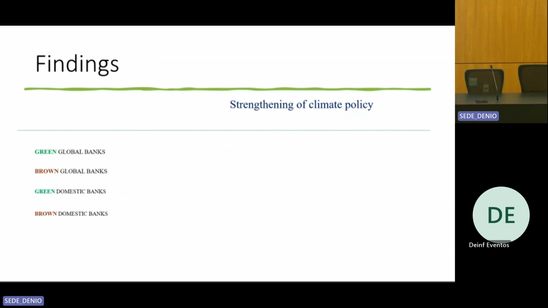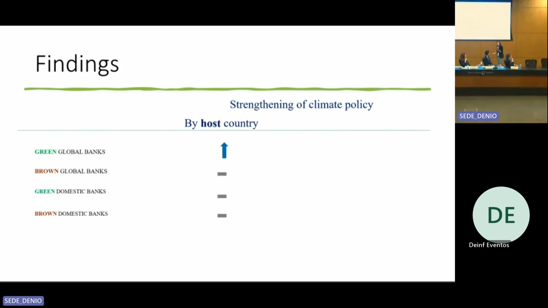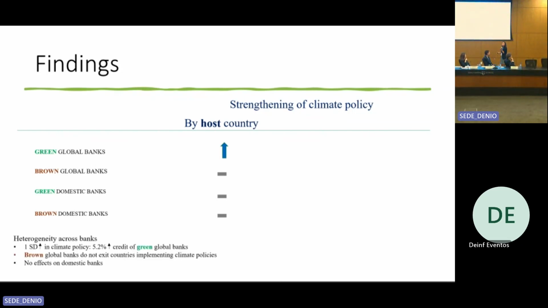To summarize the findings, let's group banks in four groups. We have green global banks, we have brown global banks with low environmental scores, we have green domestic banks and brown domestic banks. What we're finding is that when a country strengthens its climate policy, the credit growth of green global banks in this country is going up. However, for the other banks, we're not detecting any significant change.